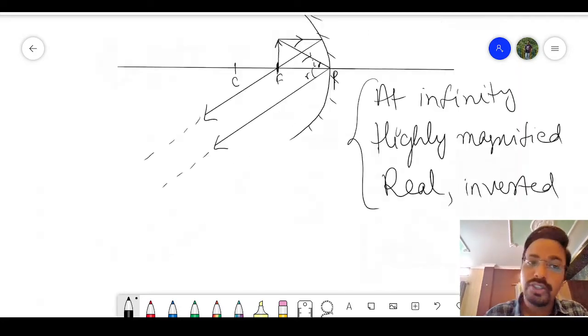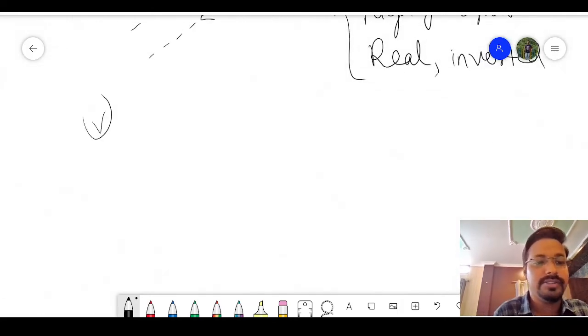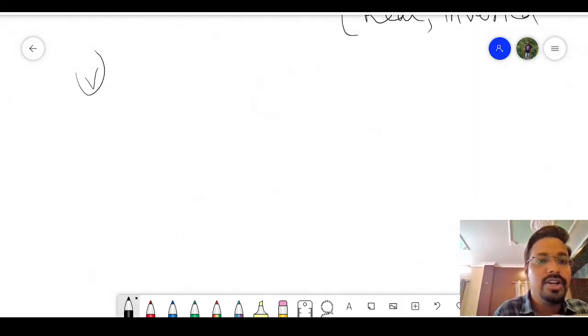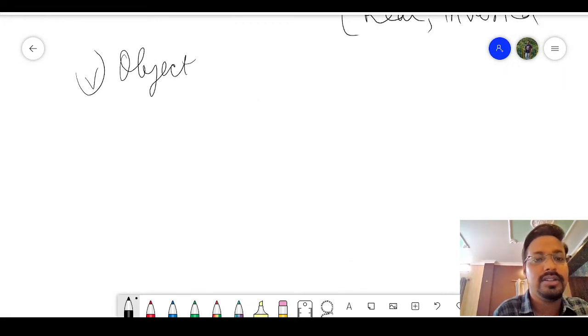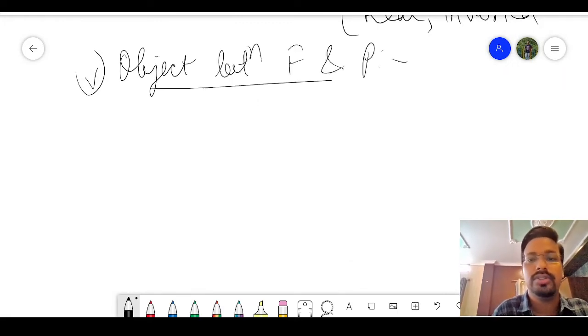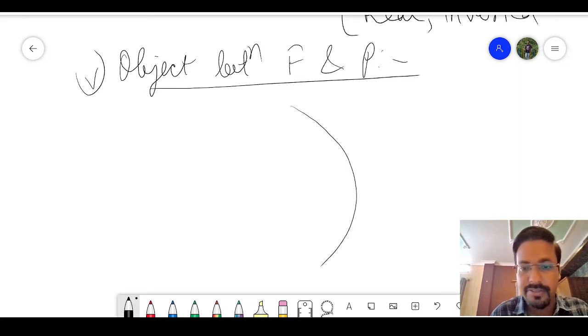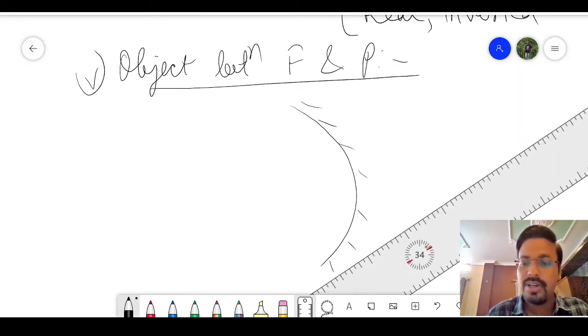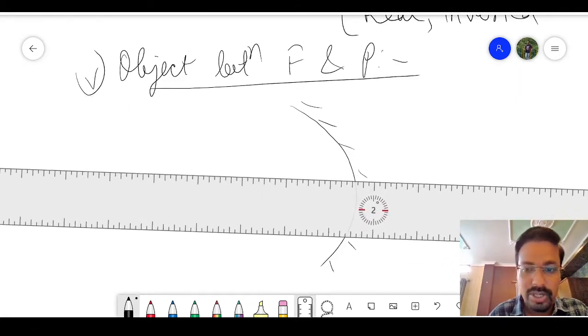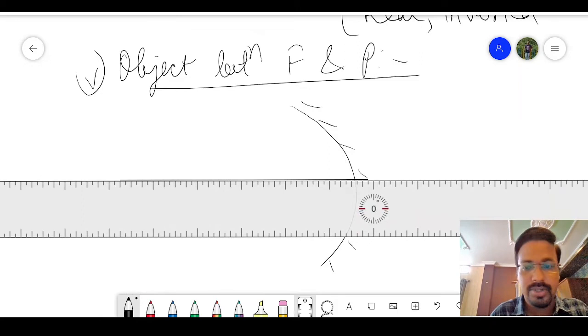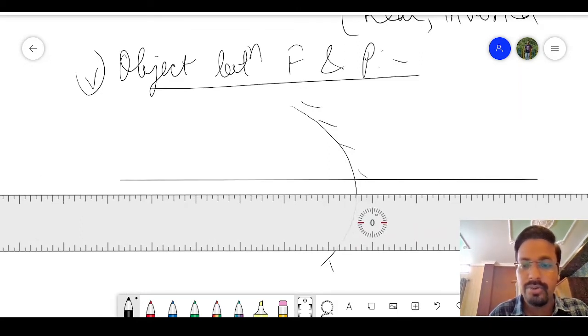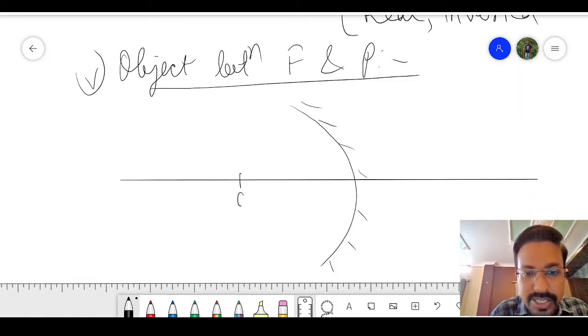Let's move on to the last one of concave mirrors. In the last one, what do we have? Object between focus and pole. So in this diagram, what happens? This is a different diagram from the rest because here we are going to form a virtual image. The only case in the diagrams of concave mirror in which we are going to form a virtual image. So C, F, P. Suppose here is our object.